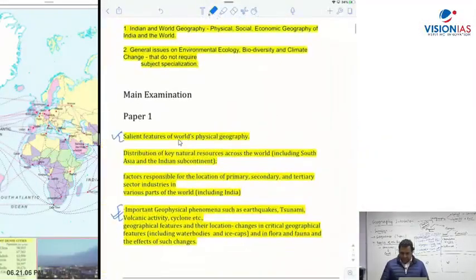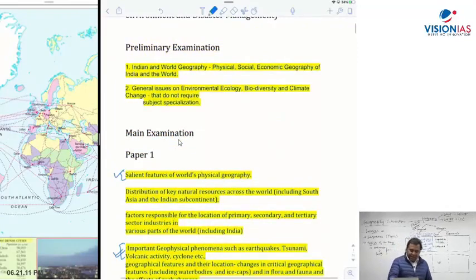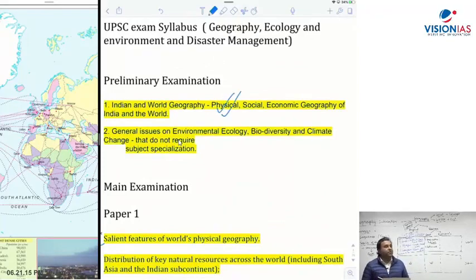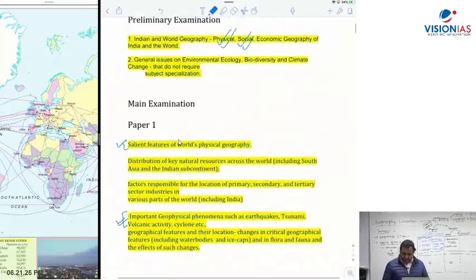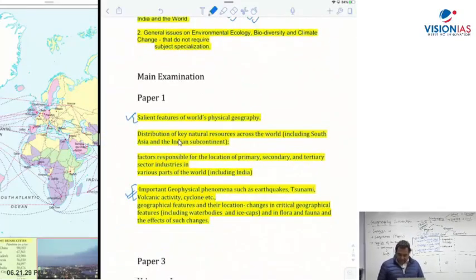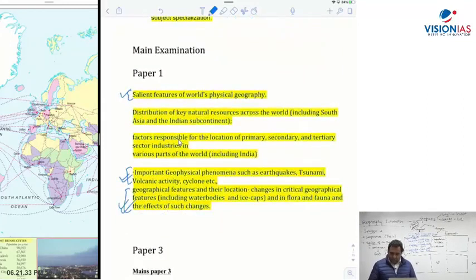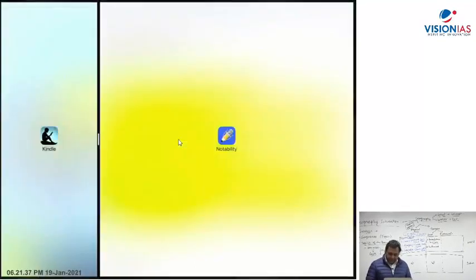Okay. So if I tick, can I say the physical geography part we have broadly understood in the syllabus, and the social geography part also we have understood with respect to India and the world. I won't take India and the world right now because that's how we are organizing. Okay. And I have already ticked salient features of the world physical geography and the last two important geophysical phenomena. Now we focus in the middle part. Please see this. Right? What is there in middle?